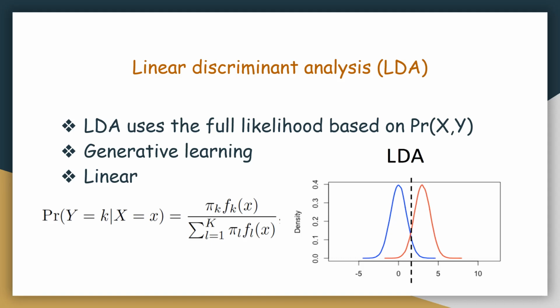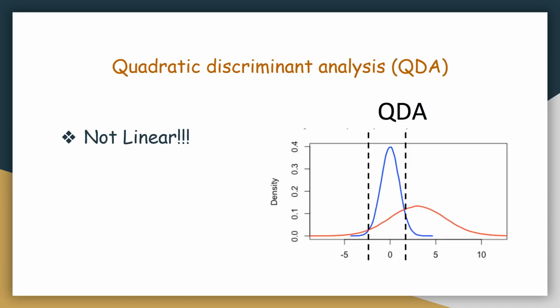Discriminant analysis is a traditional classification method of machine learning. LDA uses the full likelihood based on the probability of x and y, and it is a generative learning and linear method. Quadratic discriminant analysis is similar to LDA, but it is not a linear method.